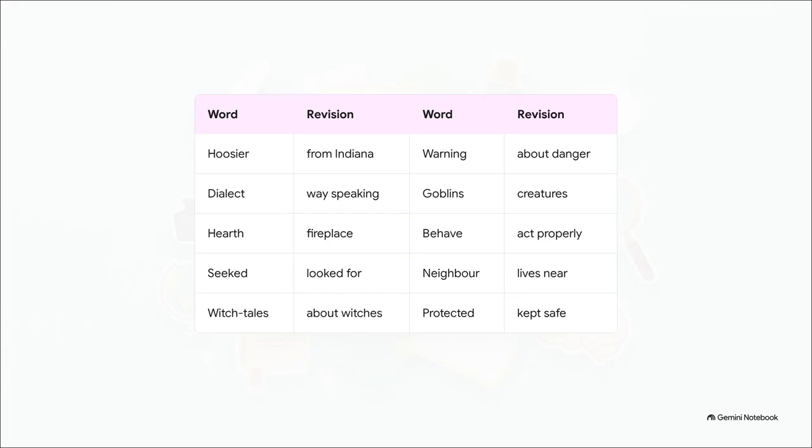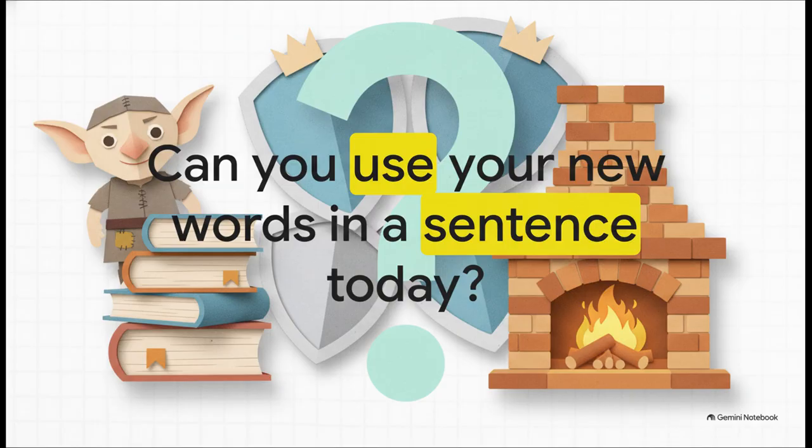I highly encourage students and parents, too, to just pause the explainer right here. Go ahead and take a screenshot for your spelling practice this week. Now that we've learned all these fantastic words, I want to leave you with one final exciting challenge. Can you use one of your new magic or action words in a sentence today? I playfully challenge you to go tell a parent or a friend a brand new sentence using Goblins, Hearth, or Protected right now. Thank you so much for joining me in today's explainer, and happy spelling!